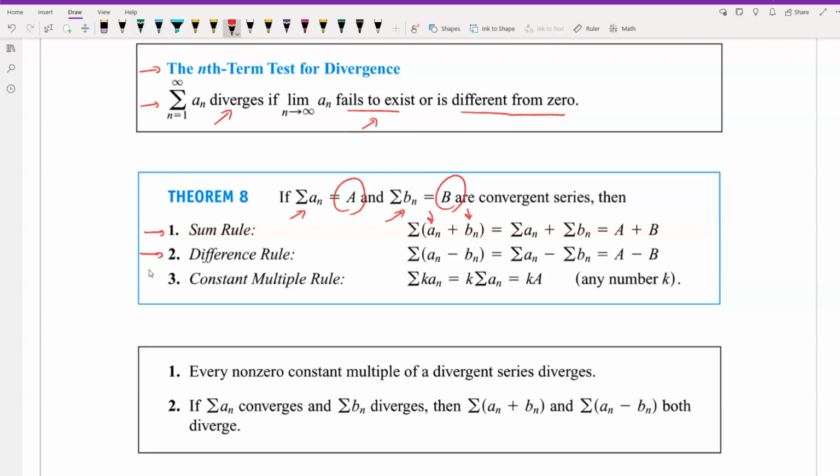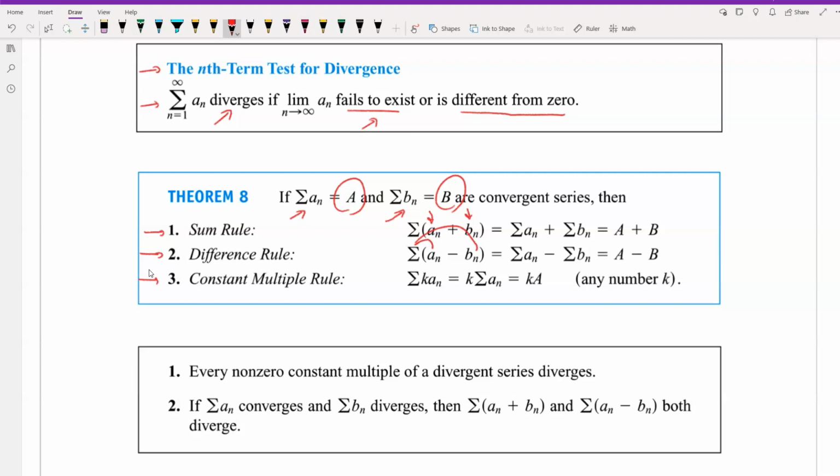Number 2, the difference rule. Here we have to subtract. So the sum of a sub n minus b sub n is equal to the sum of a sub n minus the sum of b sub n, and that is equal to A minus B.